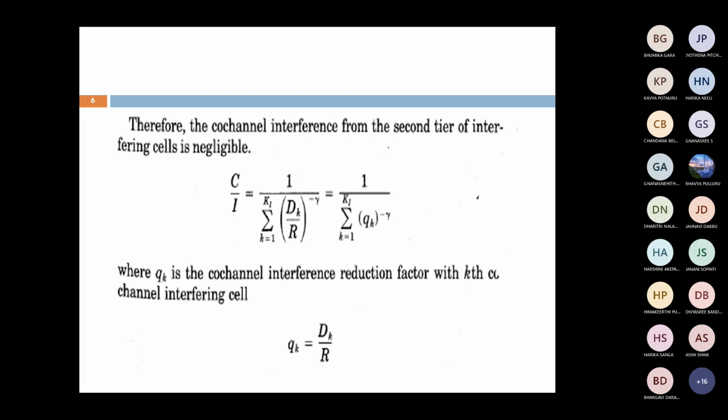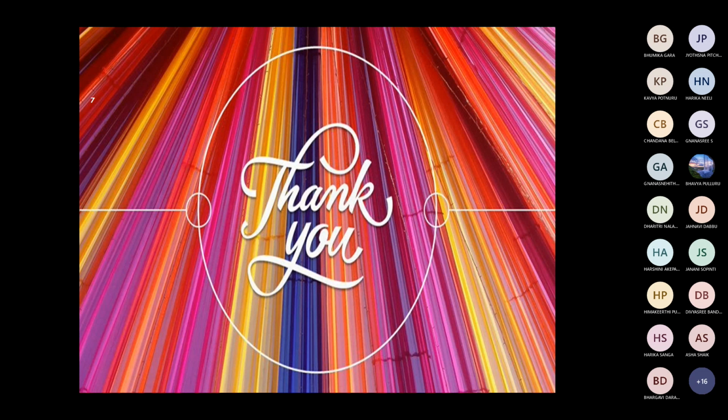What is my D by R? Nothing but the co-channel interference reduction factor. That's why it equals 1 by the summation of k equals 1 to K1 of Qk power minus gamma, where Qk is the co-channel interference reduction factor for the kth co-channel interfering cell. This is about the co-channel interference reduction factor. That is, the co-channel interference depends upon the frequency reuse distance.